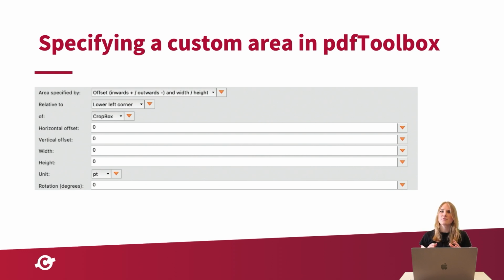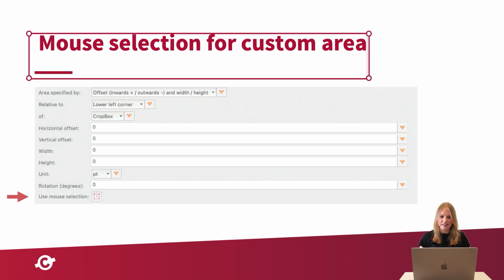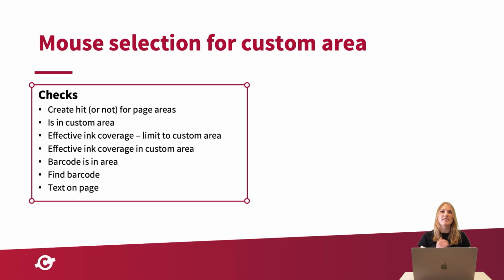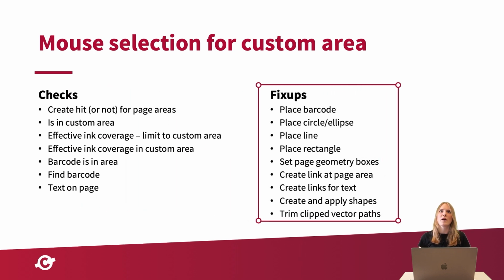And sometimes if you really need an exact position on the page, it is sometimes hard to figure out what the exact coordinates are that you have to type in here. So we make your life a little bit easier and added a mouse selection tool to all checks and fix-ups where you can add or specify a custom area. That means for these checks that you can see here, you will have the mouse selection available, and also, of course, for all fix-ups where you can specify a custom area.